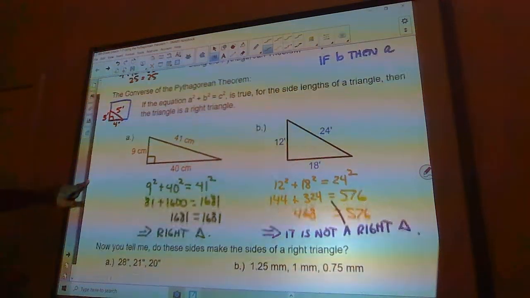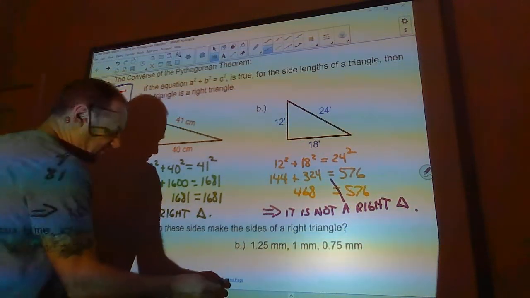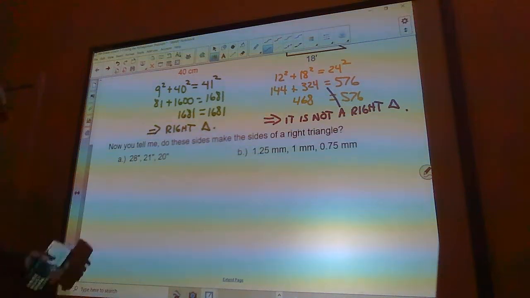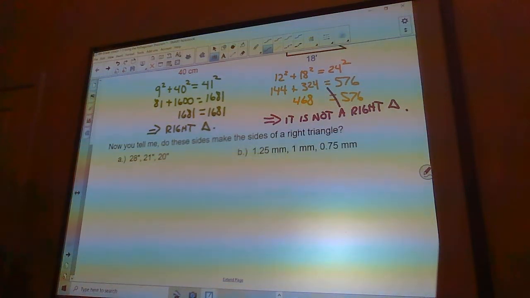All right, so now, here's what I want you to do. I want you to check these two on your own. See if they're right triangles, okay? So pause the video, check those out using the Pythagorean theorem, then jump back on and tell me if it works.